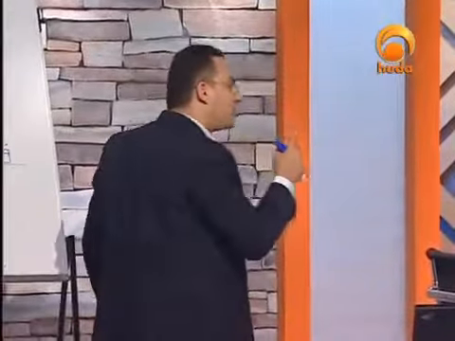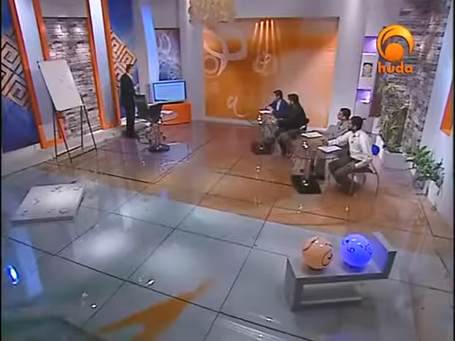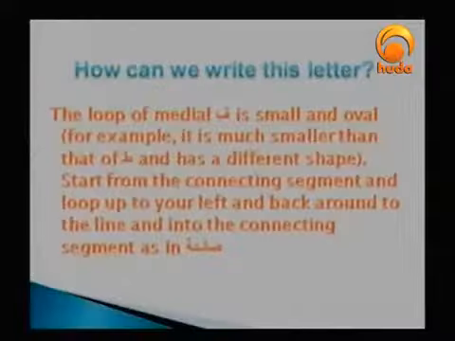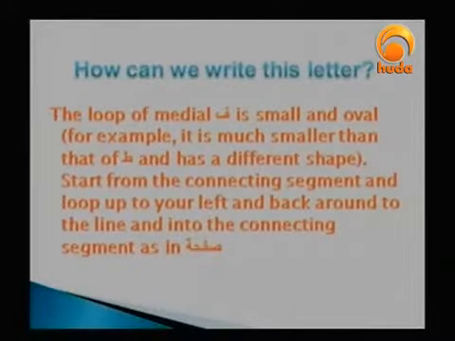We were discussing in the previous part how you can write fa when it comes in the initial position. Now let me move on to the medial position. Let me read the slides. It says, the lobe of medial f, or fa, is small and oval. For example, it's much smaller than that of ta and has a different shape.